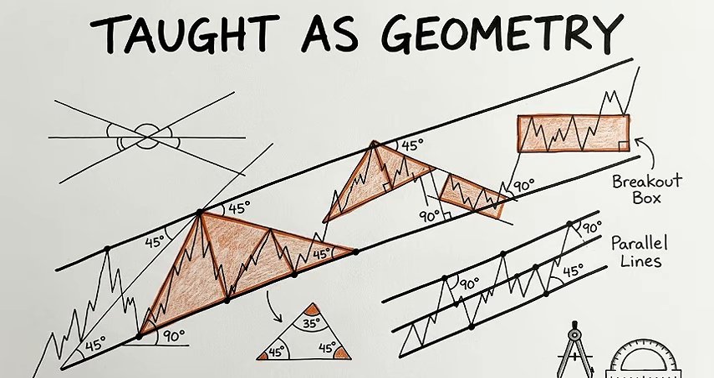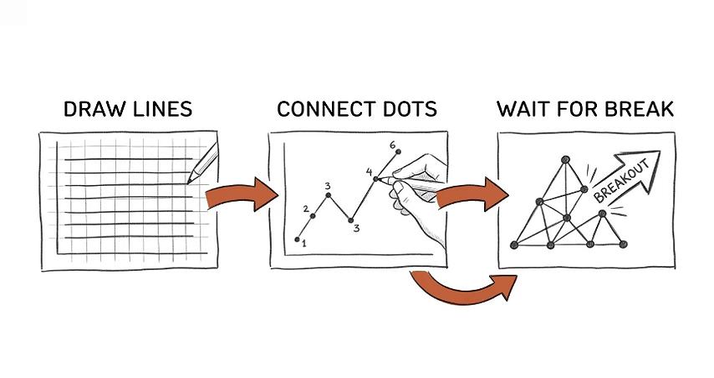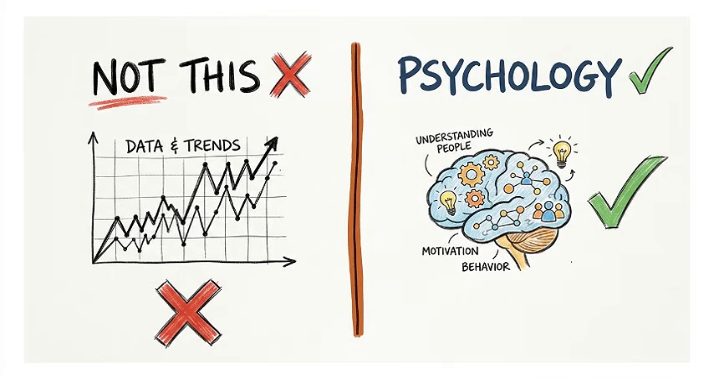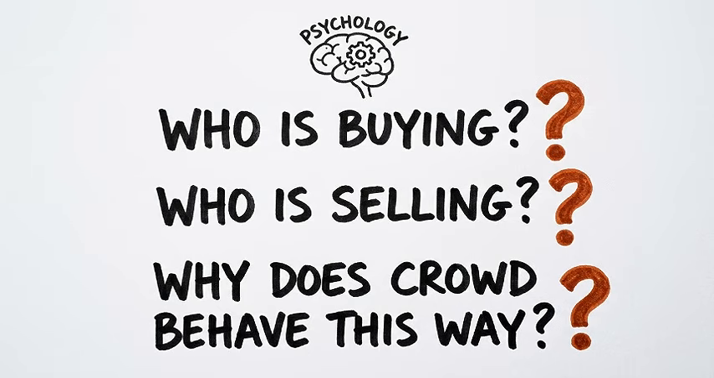Here's what actually happened. Someone taught you Dow Theory as geometry. Draw lines, connect dots, wait for price to break through. But that is not what Charles Dow observed over 130 years ago. He wasn't drawing lines on a chart, he was reading psychology. The psychology of who is buying, who is selling, and why the crowd behaves the way it always has.